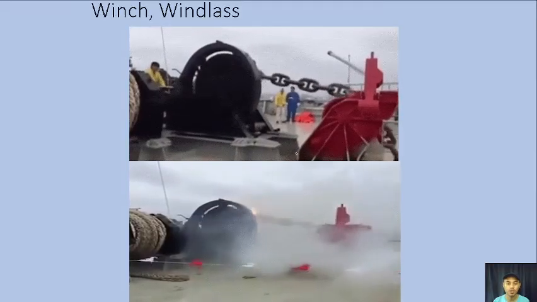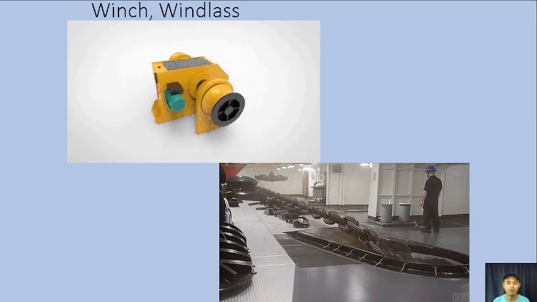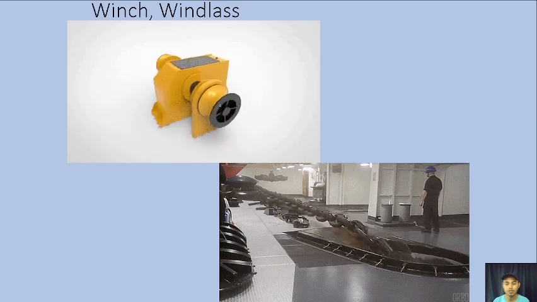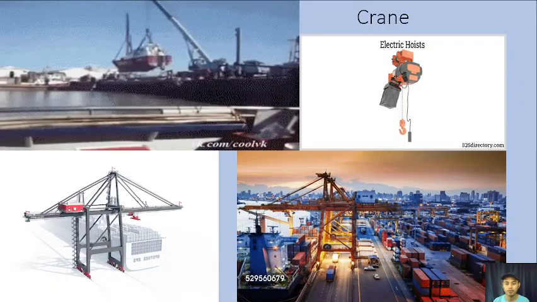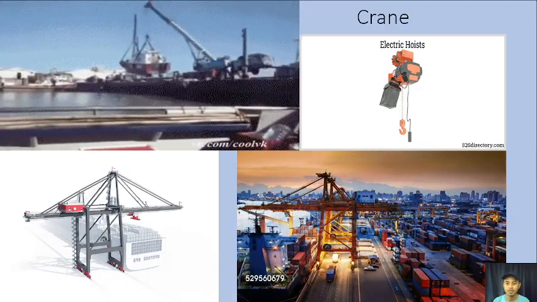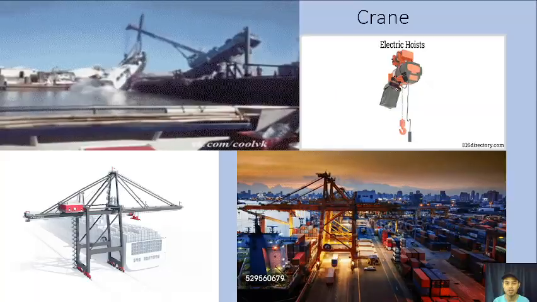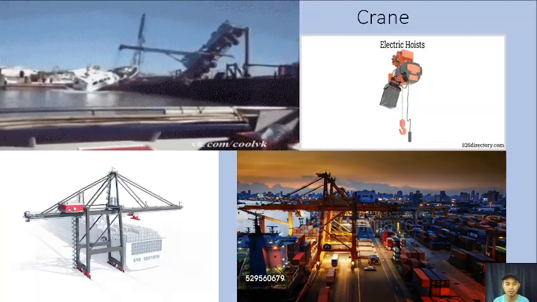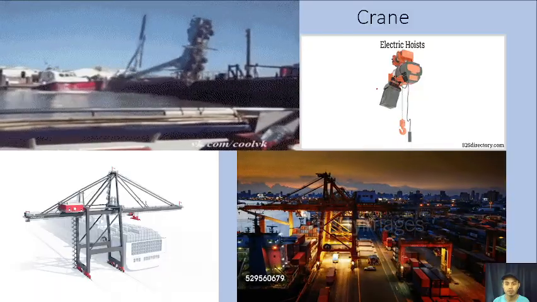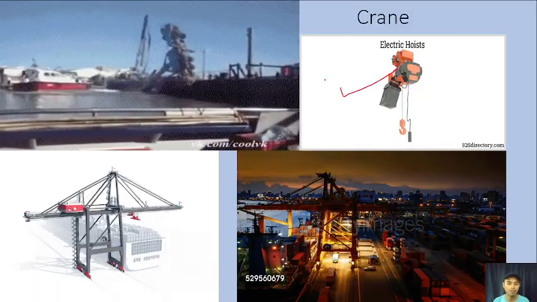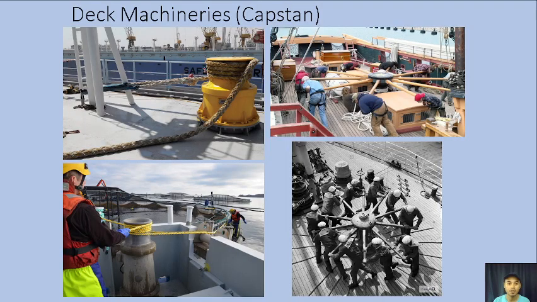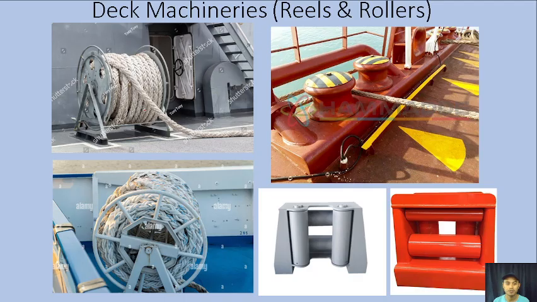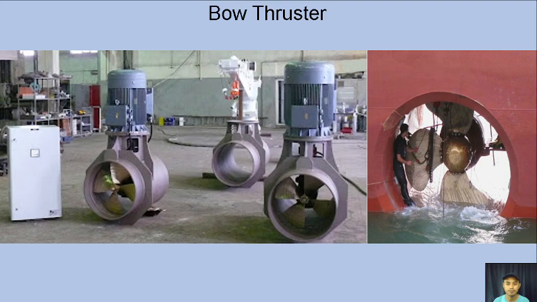We have a winch and windlass. We have here another one, winch and windlass. These are powered by our main generator. The cranes on the ship. These are not cranes from the ship, this is from the port. Cranes from the ship can be powered by the main generator. We have the deck machineries. These are powered also by this one, or oh no, this one is not electrically powered.